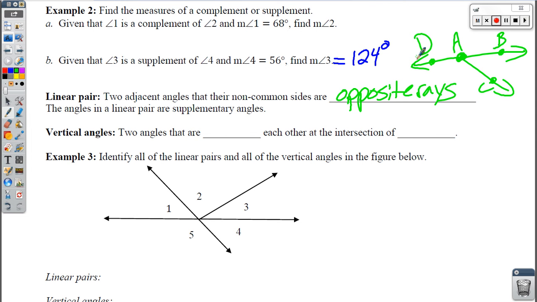Now we've also got this concept of vertical angles. Now this one, I want you to make sure that you get this in your head. This is a very important idea that we will be using for the rest of the year. So vertical angles are two angles that are opposite each other in the intersection of lines.